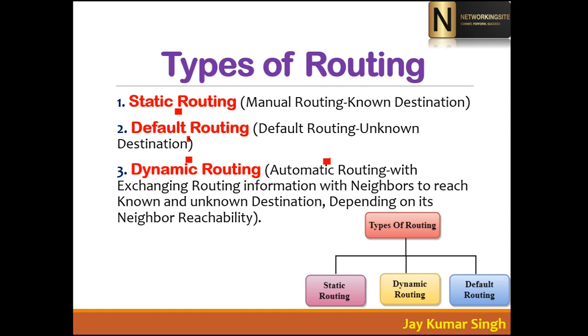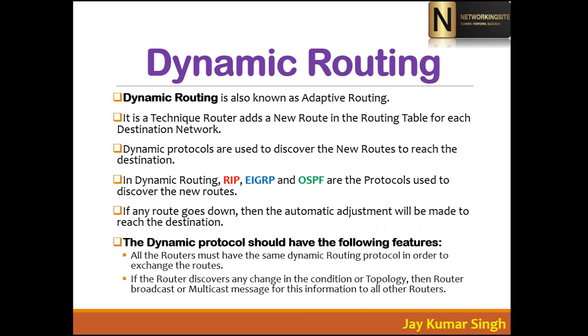So in dynamic we exchange information with the neighbors, saying that I am reachable with so and so network, so you can reach it via me. And you share your connected networks, so I can reach those connected networks via you. Dynamic routing is also known as adaptive routing. Adaptive routing means it can accept the automatic changes and it can accept the updates from its neighbor. Now it is a technique.